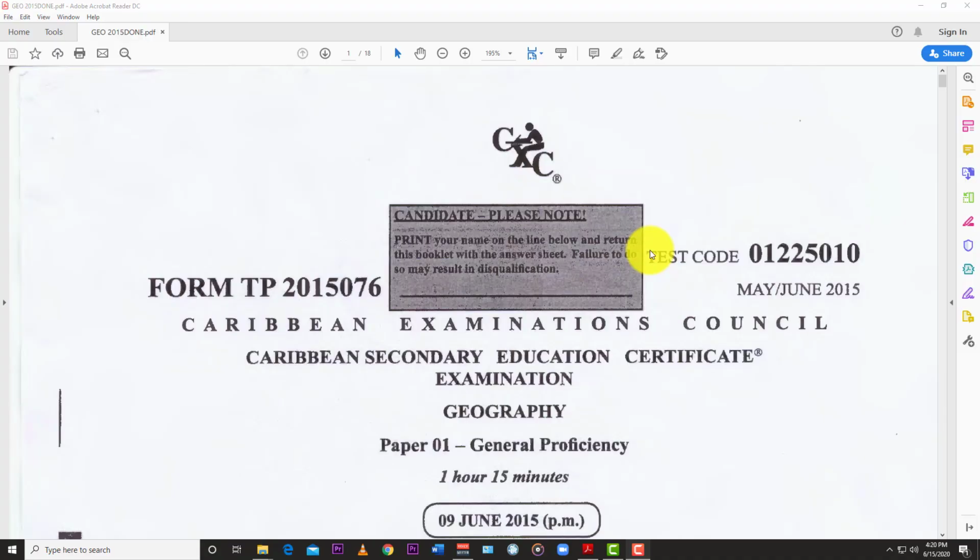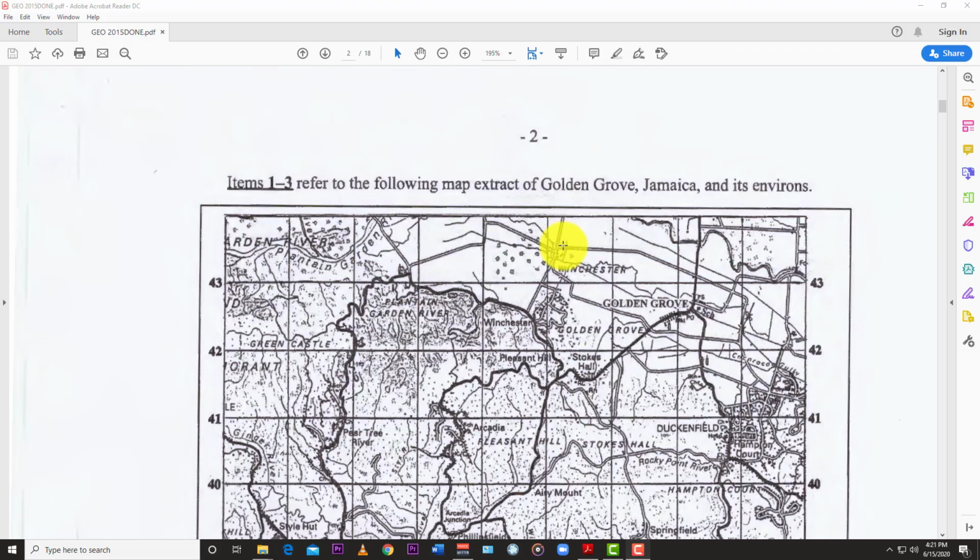Today we have the May-June 2015 Caribbean Secondary Education Certificate, or CSEC Geography. So we have a CSEC 2015 Geography Paper 1. Let's just jump into it, and of course the first thing we start with is this map right here. Items 1, 2, and 3 refer to the following map extract of Golden Grove, Jamaica and its environs.